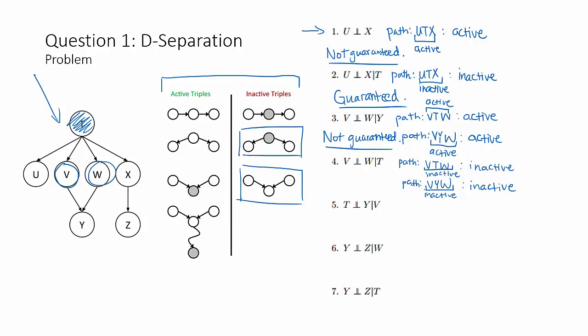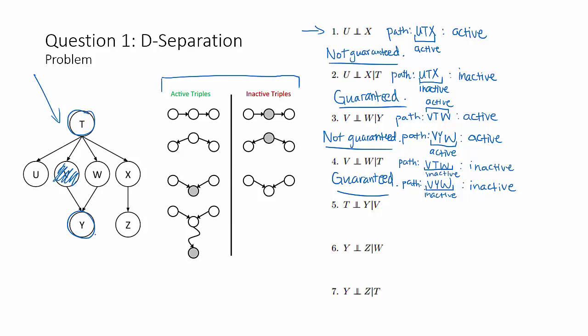Because all paths are inactive, we can return that it's guaranteed that V and W are conditionally independent given T. The fifth query asks, are T and Y conditionally independent given V? Let's first shade our evidence variable V, and then let's look at all the undirected acyclic paths from T to Y. There are two such paths. We have the path TVY and the path TWY.